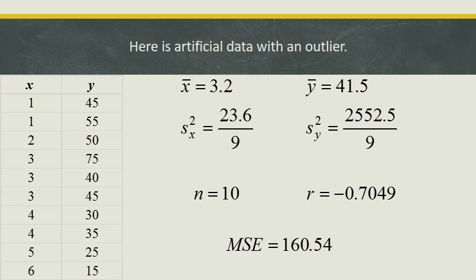Finally, here is a made-up data set with an outlier. The complete data is shown over on the left, and other useful information is shown on the right. You should copy this down since you'll need it to answer the 3 questions coming up.